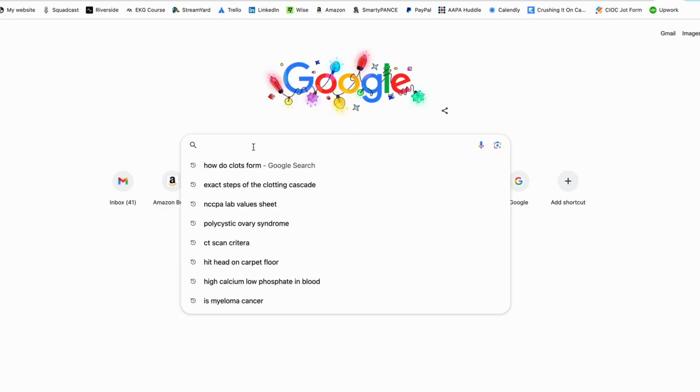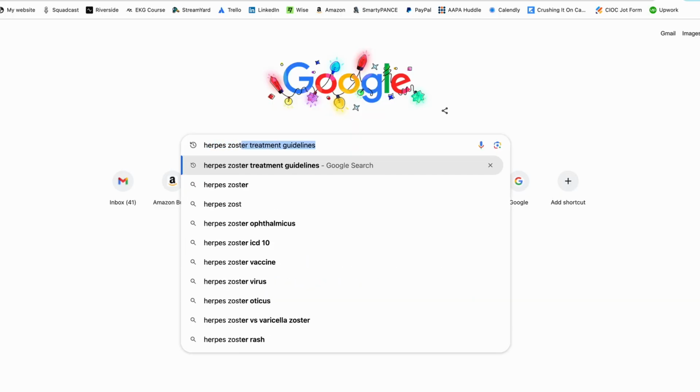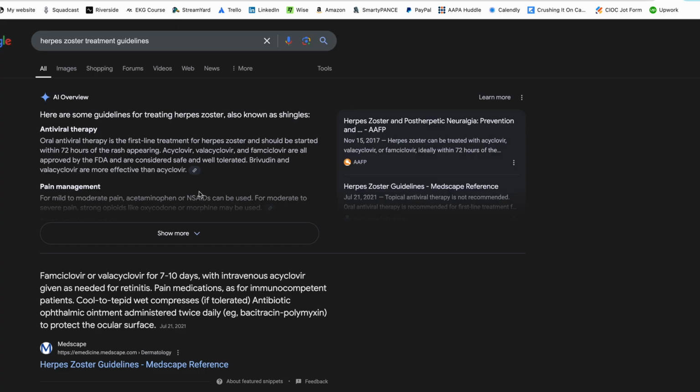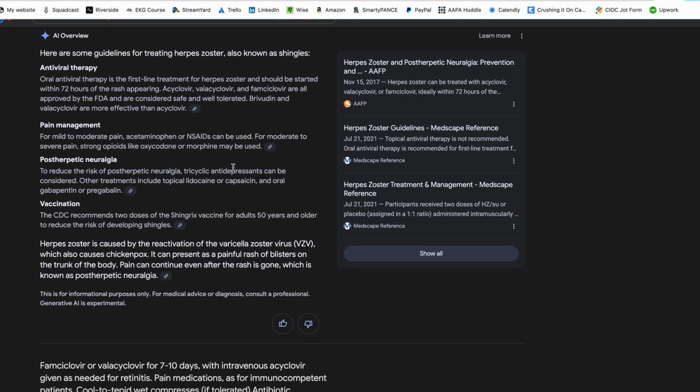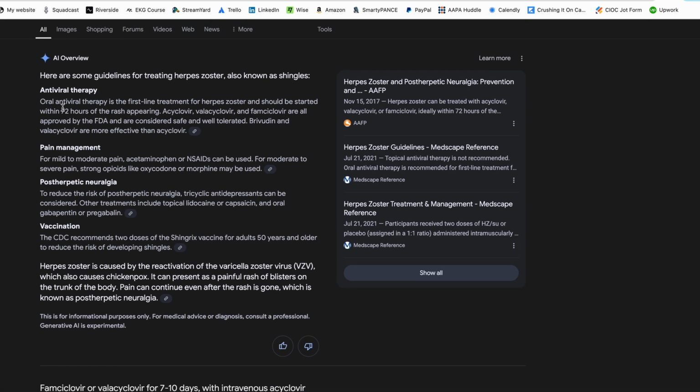To use a regular Google search, you could put in herpes zoster treatment. This will come up, that oral antiviral therapy like acyclovir or whatever in the first 72 hours. Then it does a pretty good job of putting postherpetic neuralgia pretty close. Tricyclics can be considered. Other treatments include blah, blah, blah, plus oral gabapentin. That's not quite as straightforward, but it is there.